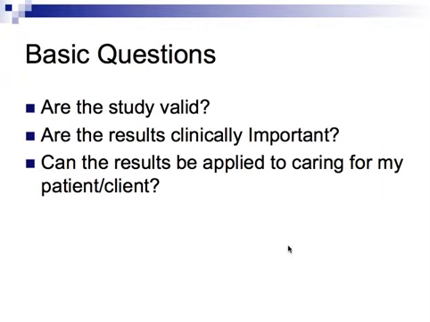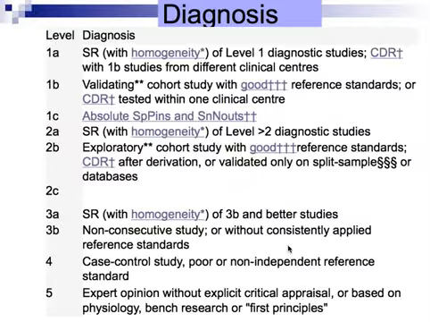So when we find our paper, we'll have three basic questions. Are the study results valid? Are the results clinically important, and can they be applied to my patient? Those same three questions will be applied to any of the study articles we read during this class. So the hierarchy helps us answer the question about validity.